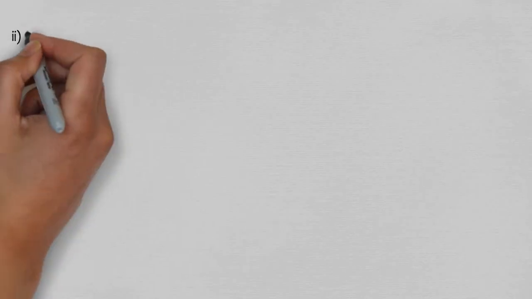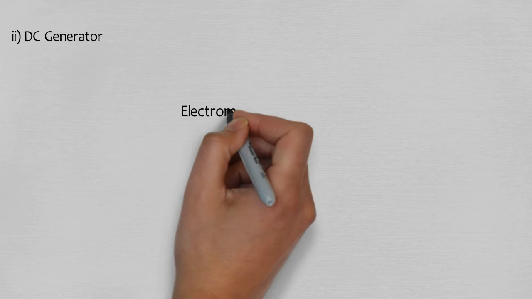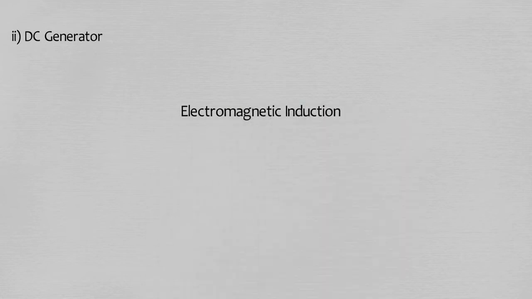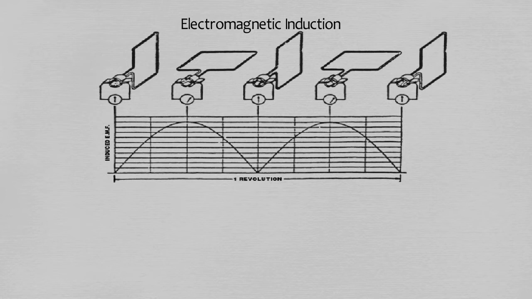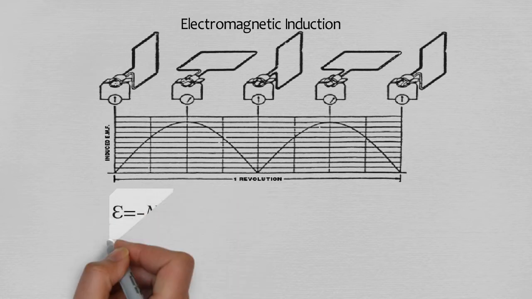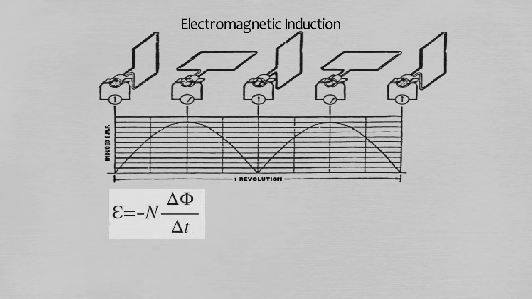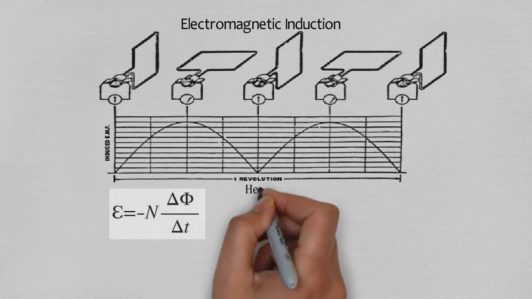Now, we will see operational principle of DC generator. It works on the principle of electromagnetic induction. It states that an EMF is induced in a conductor when it is placed in a magnetic field. Here we can see that induced EMF follows the written equation. Phi indicates the angle between magnetic flux line and conductor.